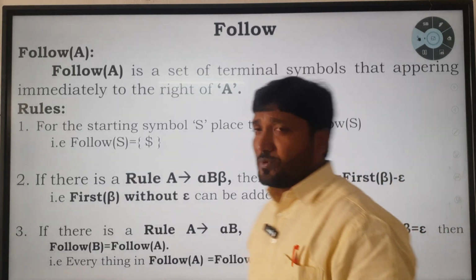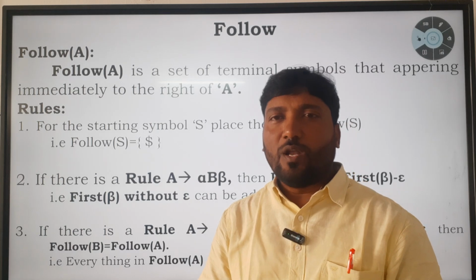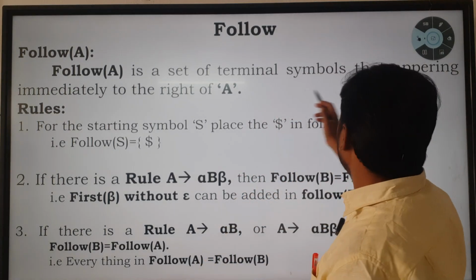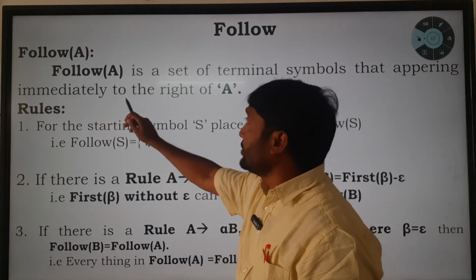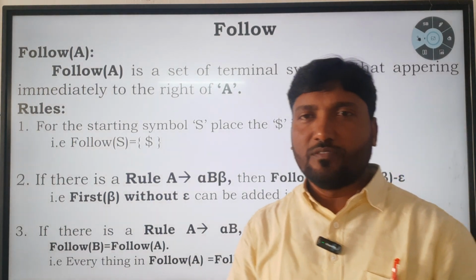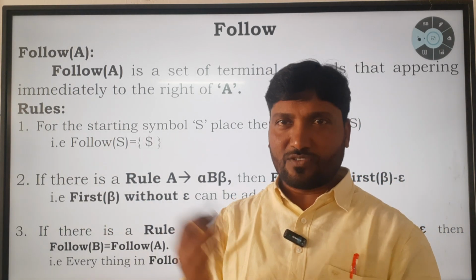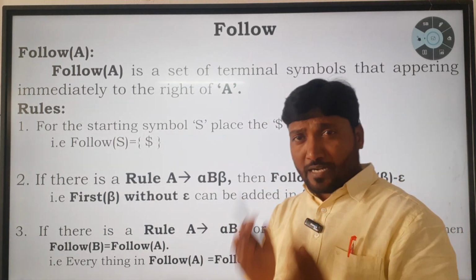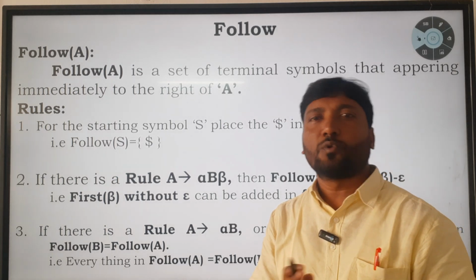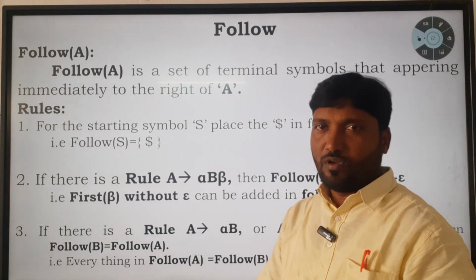And next one is the follow function. Follow of A is also a set of terminal symbols that appear immediately to the right of A. While calculating the follow function, initially we have to search where the particular non-terminal symbol is on the right-hand side. Then, if any terminal symbol follows immediately to the right of that non-terminal symbol, those symbols are considered as the follow function.